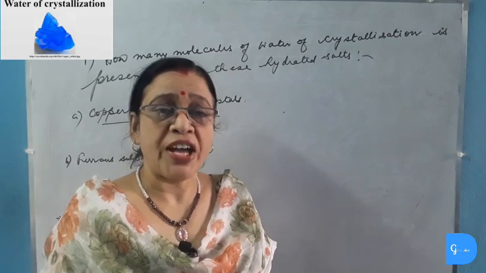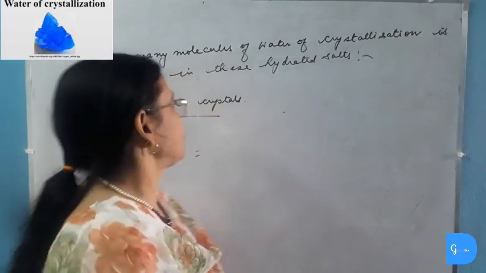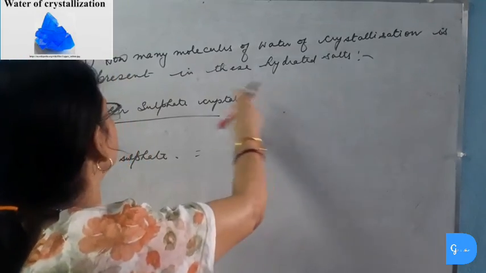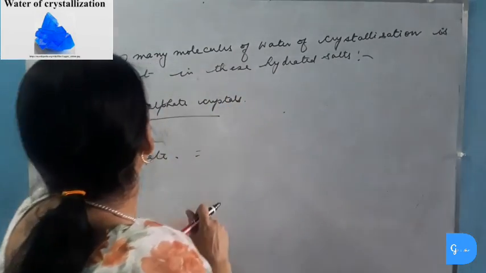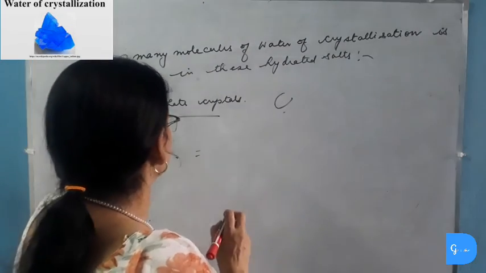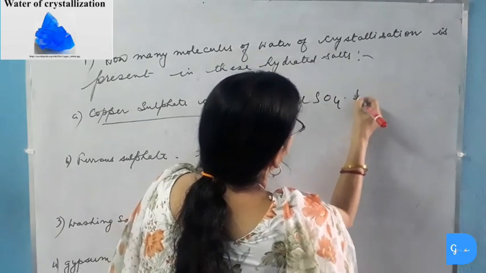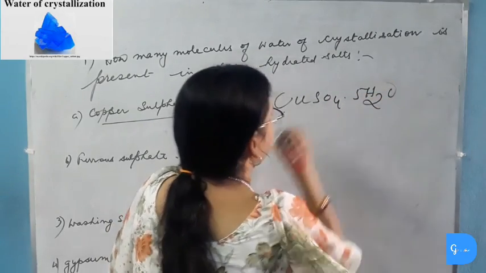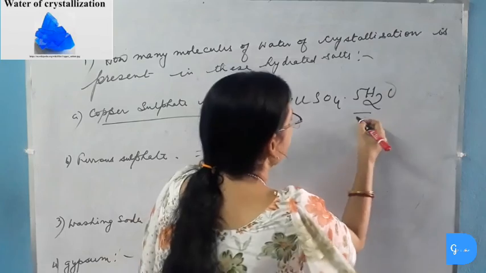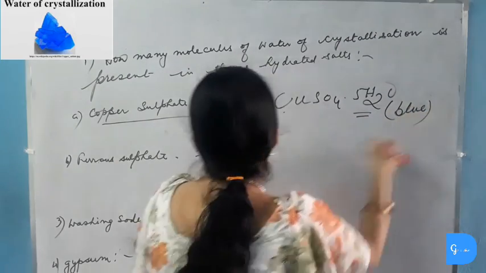Now there is one very important question from water of crystallization. Now let's see the question. How many molecules of water of crystallization are present in these hydrated salts? You must also remember the color of the hydrated salts. Copper sulfate crystal is also known as CuSO4·5H2O or copper sulfate pentahydrate. So it contains 5 molecules of water of crystallization and it is blue in color.